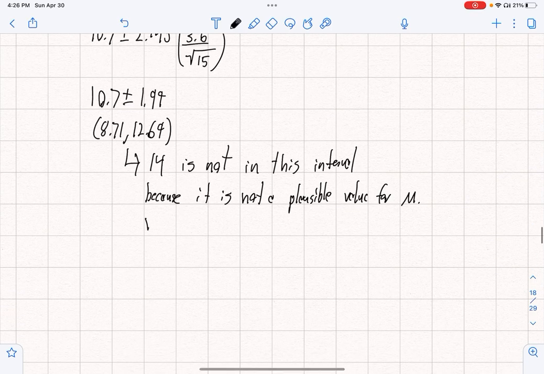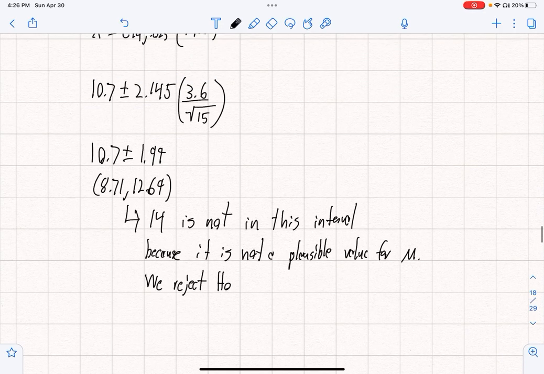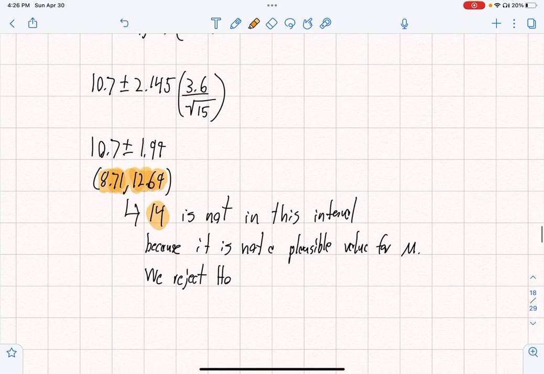So we reject H naught. If we're saying a range of plausible values for the mean is between 8.71 and 12.69, then it makes sense that we rejected the null hypothesis, which is that mu was equal to 14, because 14 is not in this interval. Okay, so that's it for examples on hypothesis testing for the mean. Next, we're going to introduce hypothesis testing for the proportion, which is very similar to what we've already done.